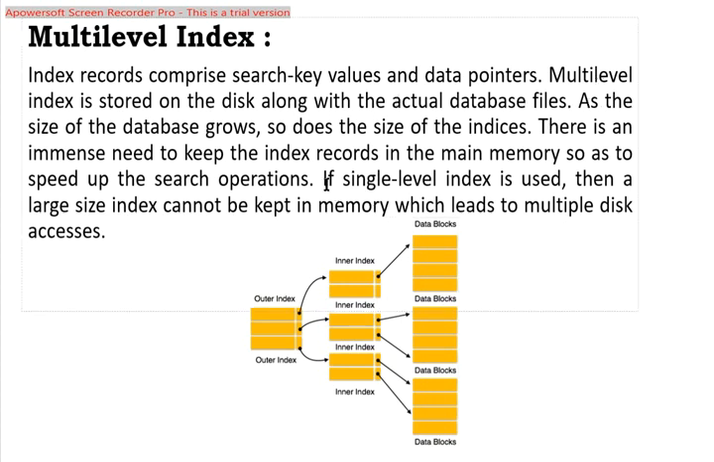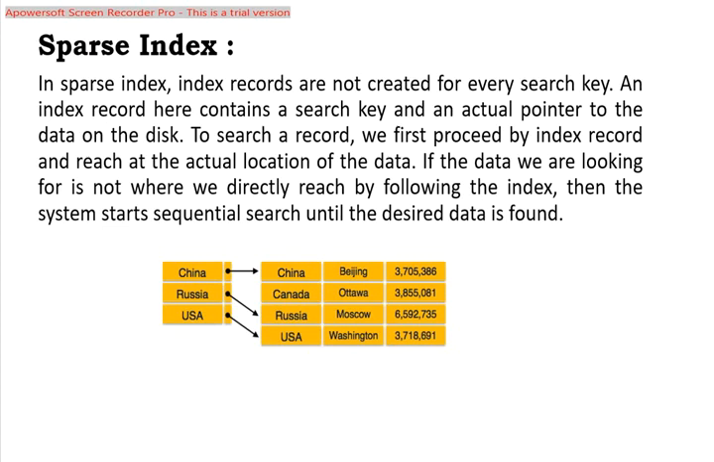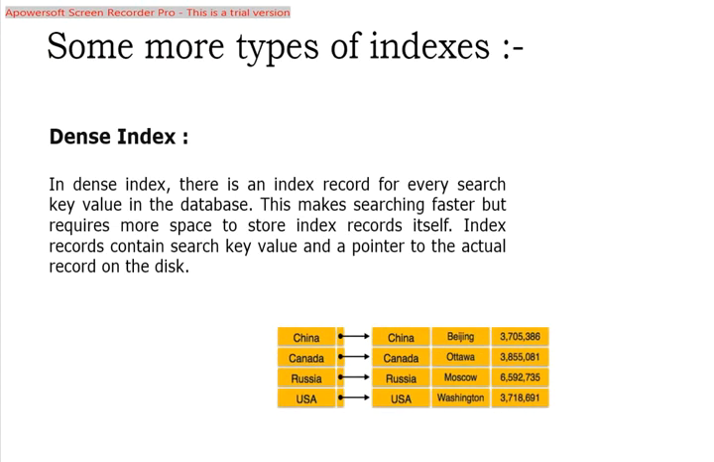The important thing is that if a single level index is used, then a large size index cannot be kept in memory, which leads to multiple disk accesses. So this is all about indexes: multi-level index, sparse index, and dense index.